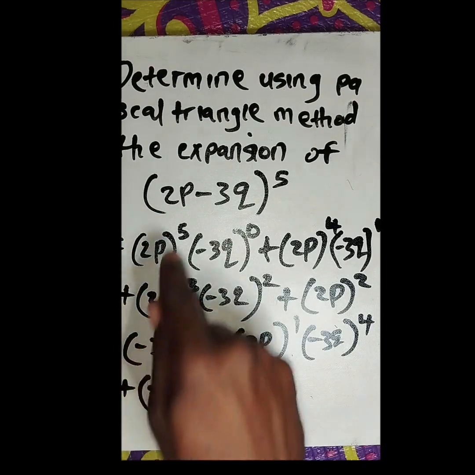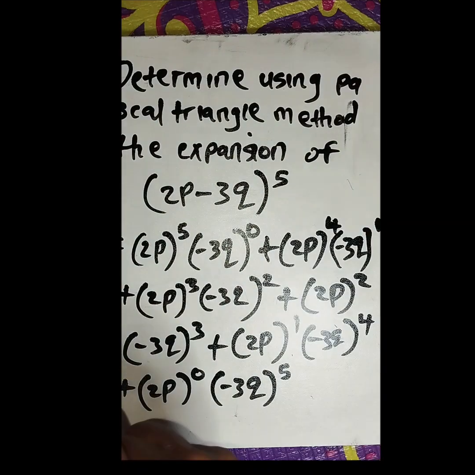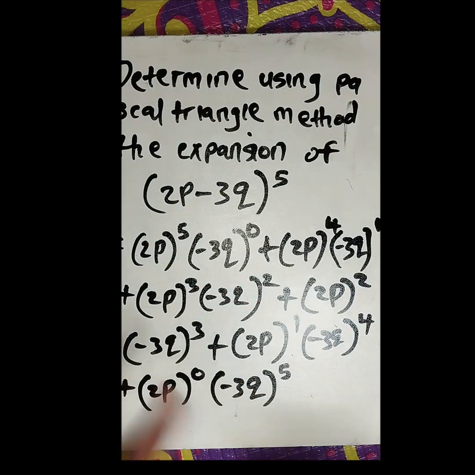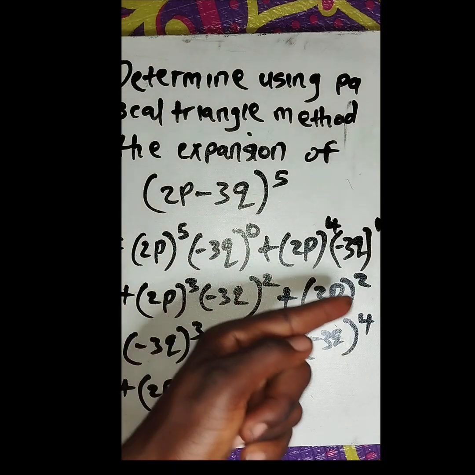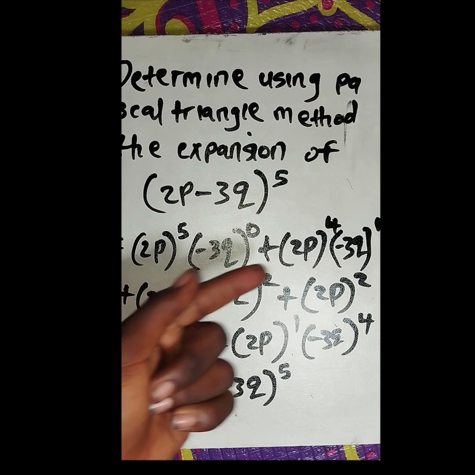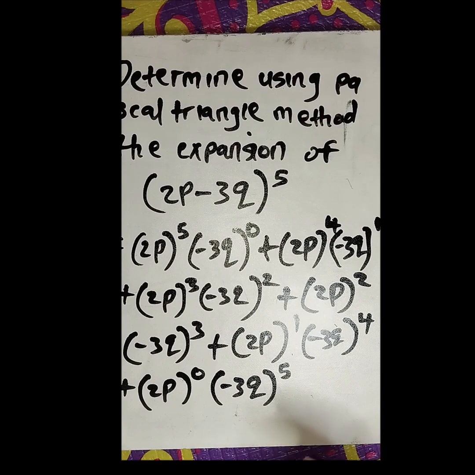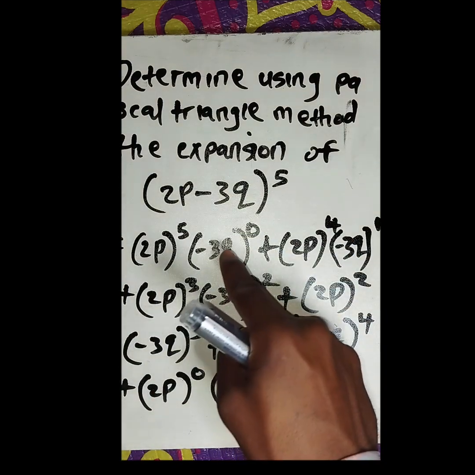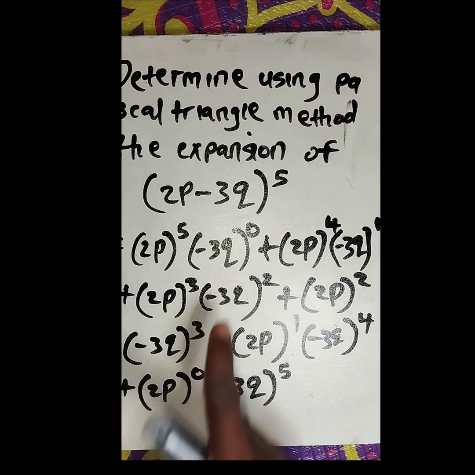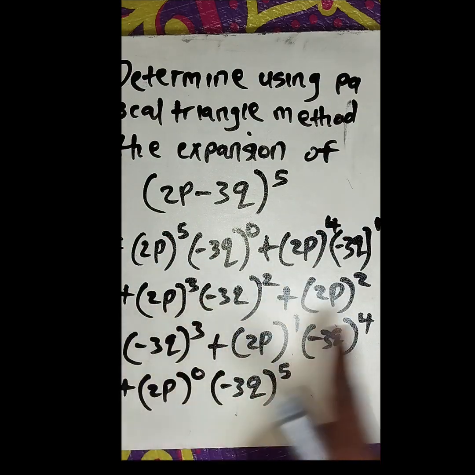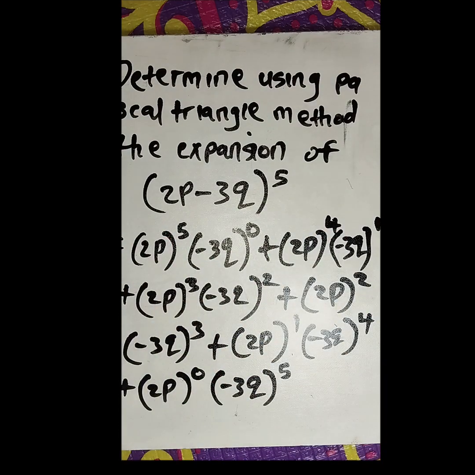The first thing I said was that your first term will carry the power you have, while your second term will carry a power of 0. But along the line, as the power of your first term is reducing, the power of your second term will be increasing. That is purely binomial expansion. It was 0 here, then 1, 2, 3, 4, and finally 5. This one was 5 here, then 4, 3, 2, 1, and 0. Simple.